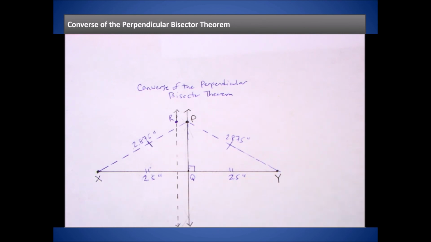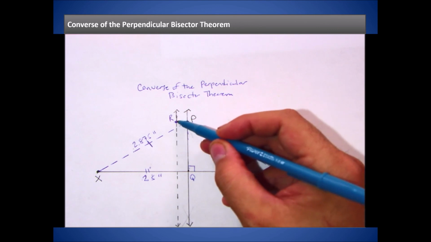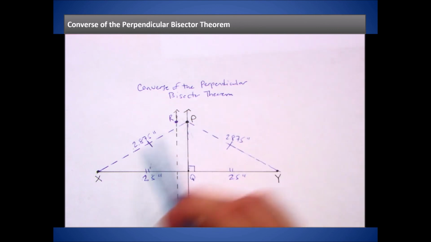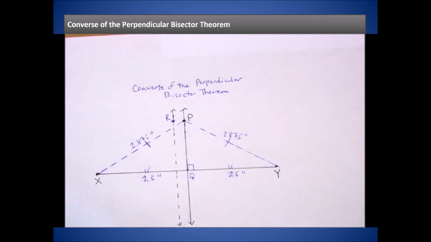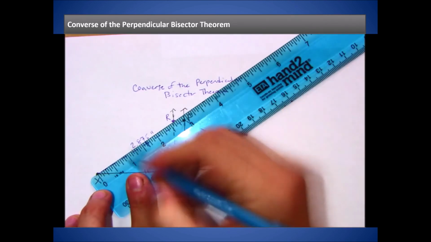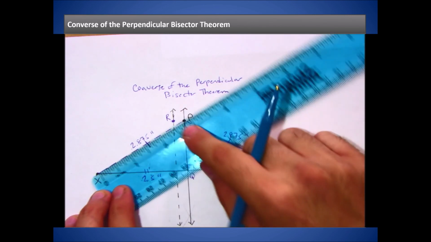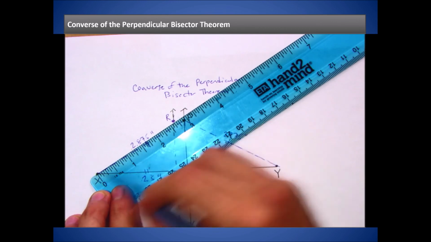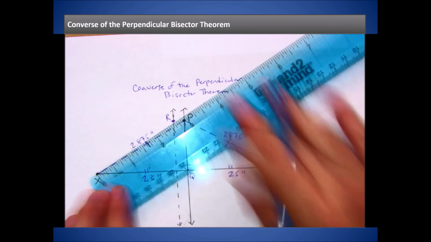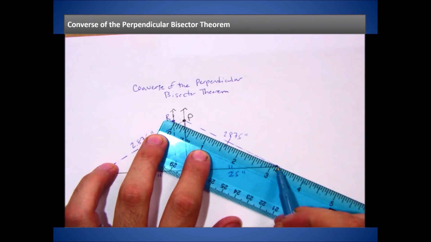Now, let's look at point R. Clearly, point R doesn't look like it's the same distance from X as it is from Y, right? If we were to measure that, looking at that, this is 2 5/8 inches from here to here. And then if we measure from here to here, that's over 2 5/8. That's a little over 3.